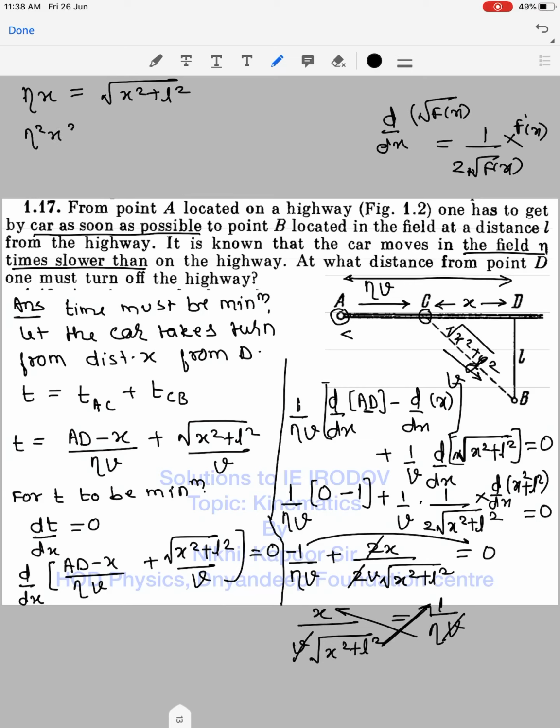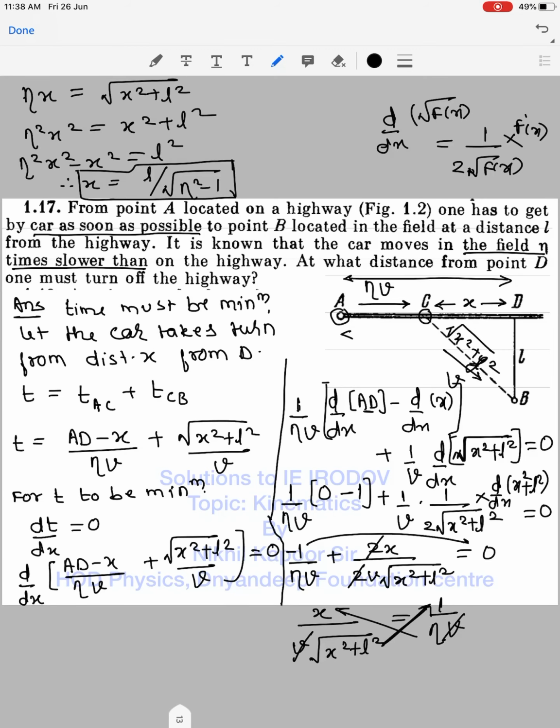Now I will do squaring on both sides. So it will be eta square x square is equal to x square plus L square. So eta square x square minus x square is equal to L square. So therefore we have got the value of x as L upon under root eta square minus 1. Okay. While solving this, I have considered eta as greater than 1.